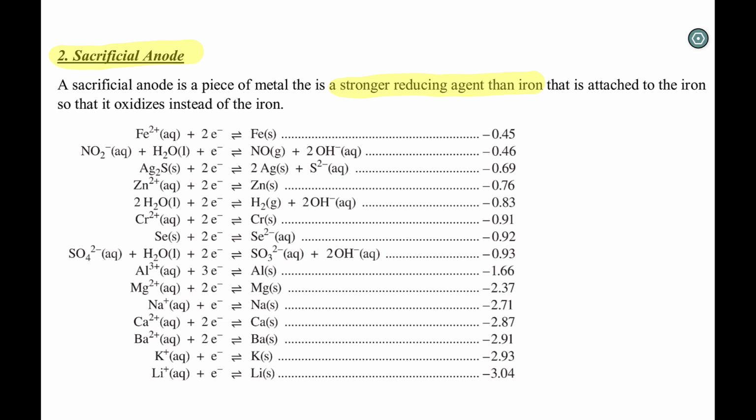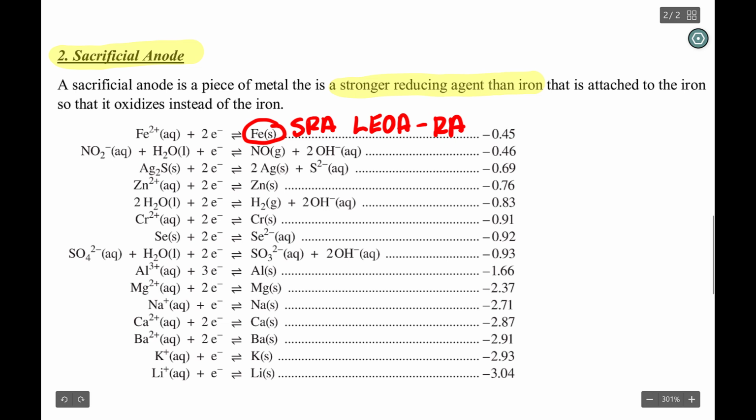So here, let's look at the half reactions that are relevant. This here, iron, would be my strongest reducing agent in corrosion. Now, we know when you lose electrons, undergo oxidation at the anode, this would be the reducing agent. This is our anode. The piece of iron is an anode in this chemical reaction. Okay. Now, what a sacrificial anode is, is just a stronger reducing agent than iron attached to it.